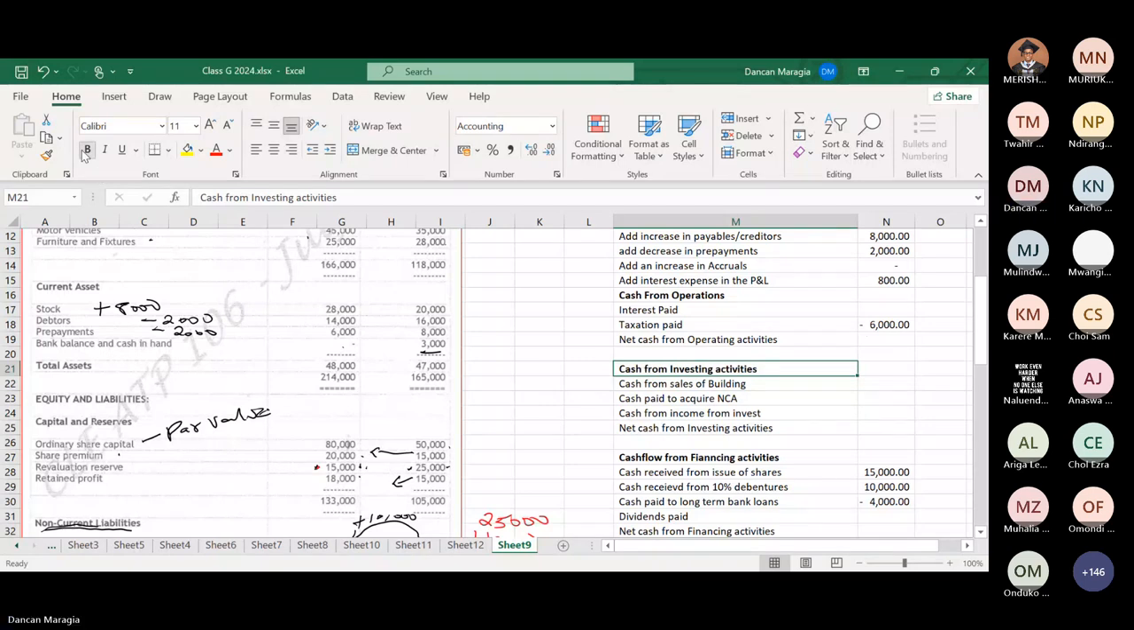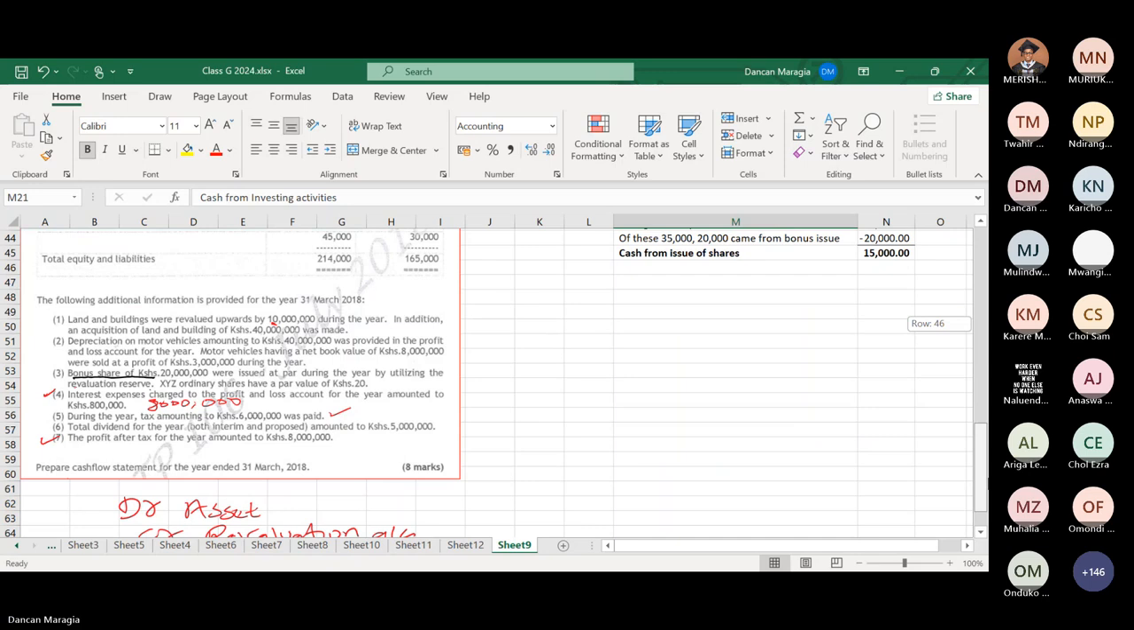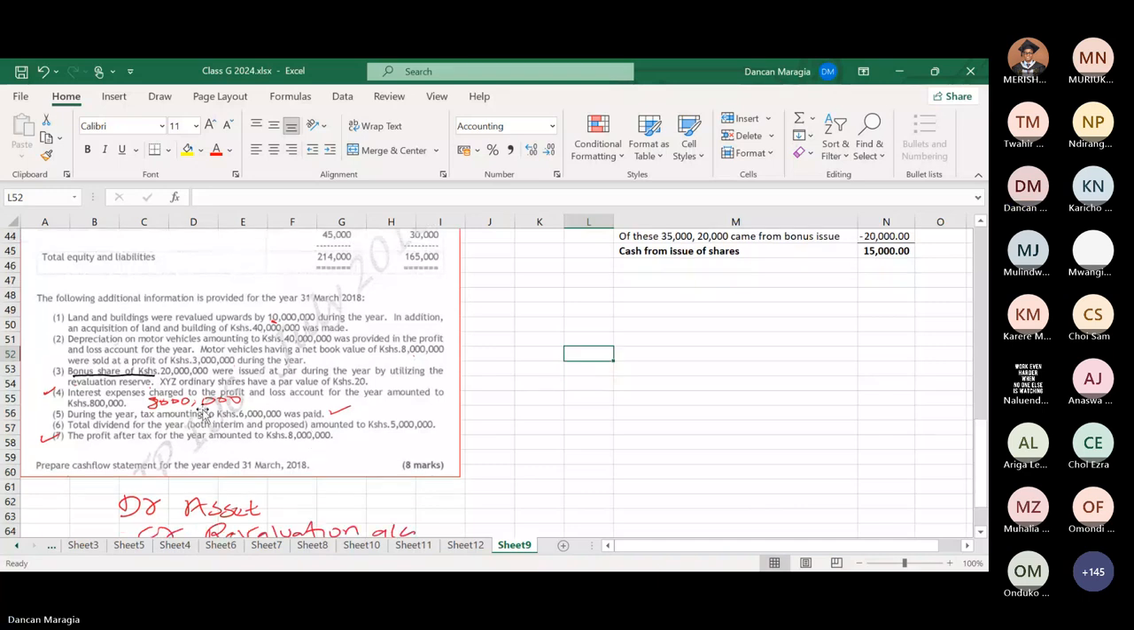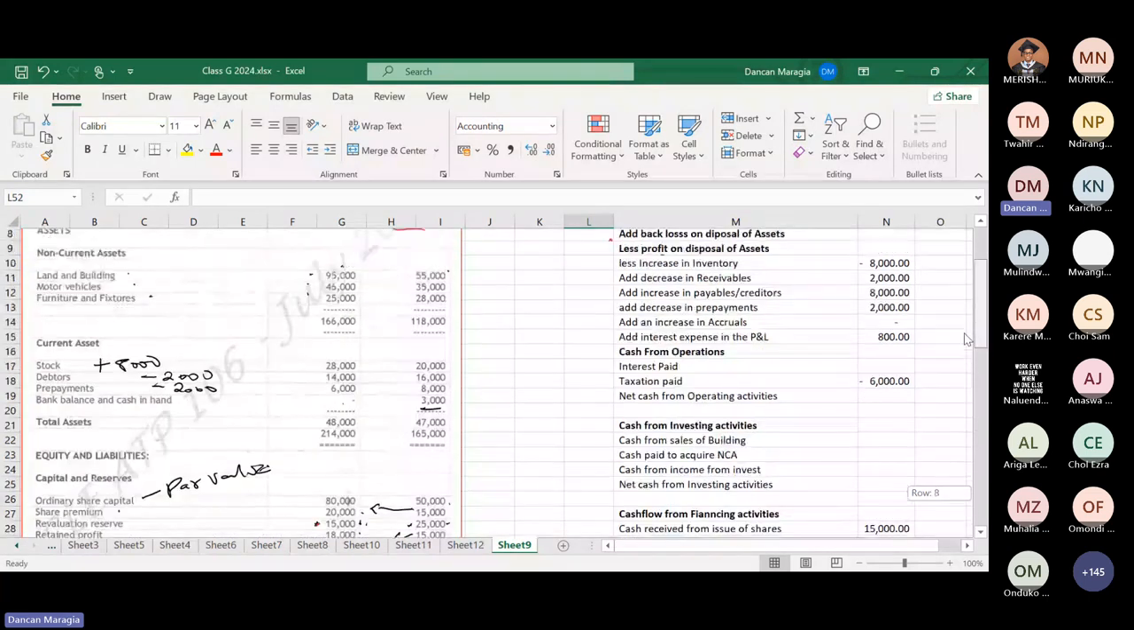And now, the first figures I want to start with: you are told there are also motor vehicles having a net book value of 8 million, sold at a profit of 3 million during the year. Two figures we can get there. So we have profit on disposal from the motor vehicle of how much? 3 million. So you go to where we have profit on disposal of non-current assets.